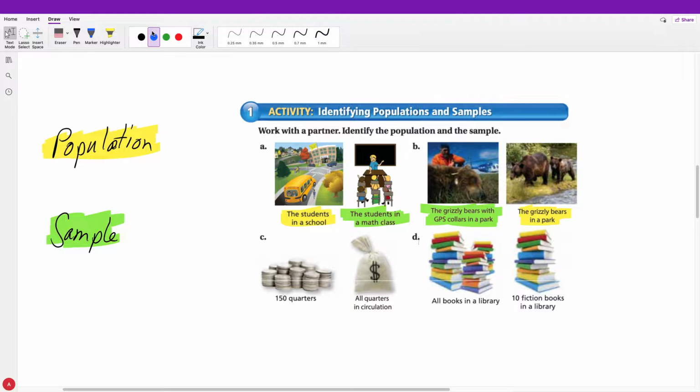For C, we have 150 quarters. We have all the quarters in circulation. Well, once we see all of them, that tells us that's our population, and our sample is just going to be the 150 that we take out. And then the same thing with the other one, all the books in the library, that tells us it's our population, and just picking 10 of those books in the library is our sample. All right, so it's really important that you're able to identify the difference between a population and a sample.